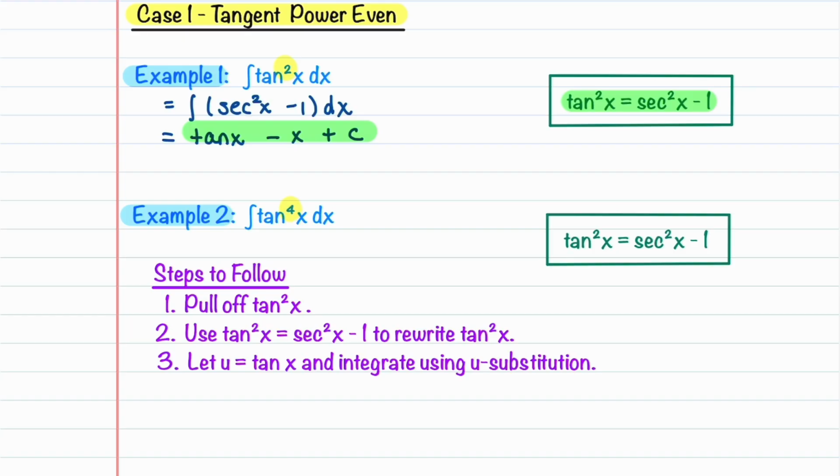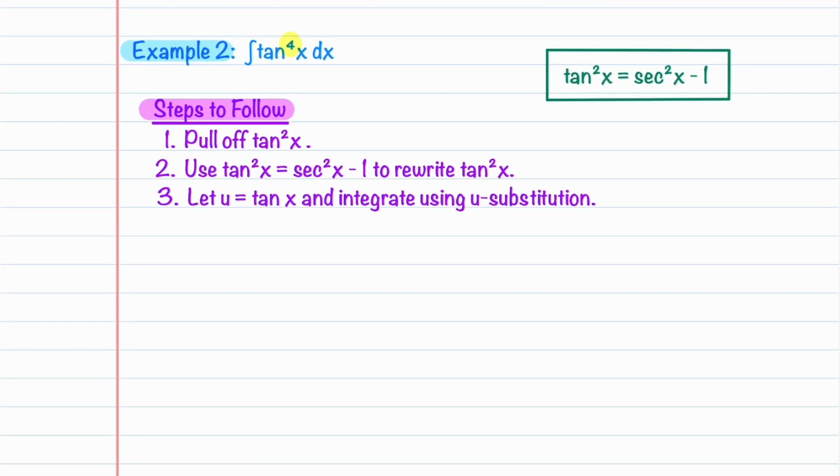This one's a bit complicated, so I wrote down 3 steps that we can follow, and I'll walk through these steps one by one as we work through our example. Let's go ahead and write down the problem. We're integrating tangent to the fourth x dx. Step 1 tells us to pull off tangent squared x. Let's go ahead and do that. I'll label this step 1. So we have the integral. If we pull off 1 tangent squared x, we have a tangent squared x left.